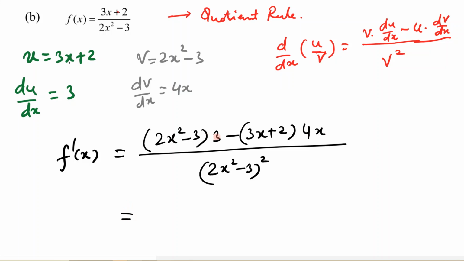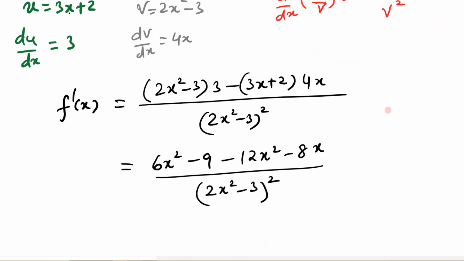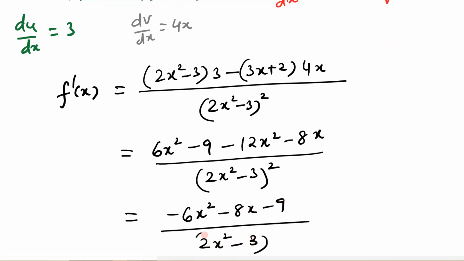When we simplify it, we get 6x squared minus 9, and then minus 12x squared and minus 8x, over 2x squared minus 3 whole squared. Combining like terms, 6x squared minus 12x squared is negative 6x squared, and then negative 8x and negative 9, with 2x squared minus 3 whole squared in the denominator. So this is our solution.